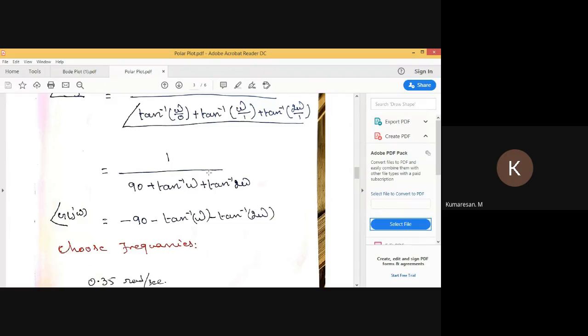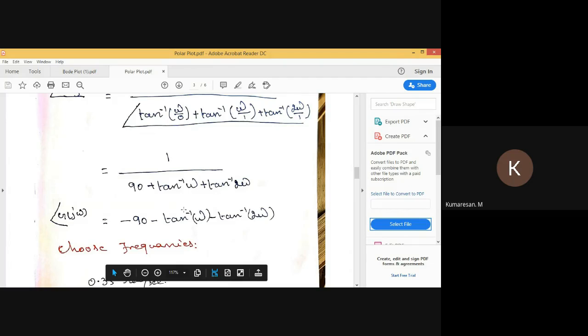If you want to move from denominator to numerator, there will be some sign changes. Already we said that divisions are moved to subtractions, so negative signs. So the denominator is moved to the numerator: minus 90 minus tan inverse of omega minus tan inverse of 2 omega. This is the equation for phase angle.